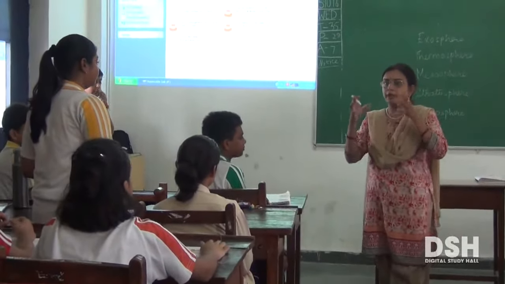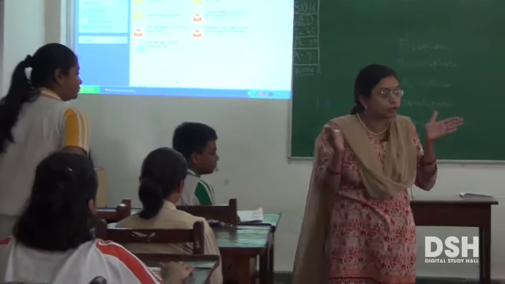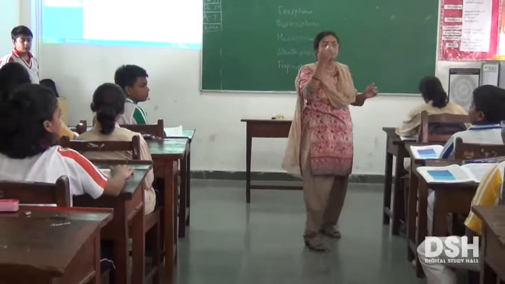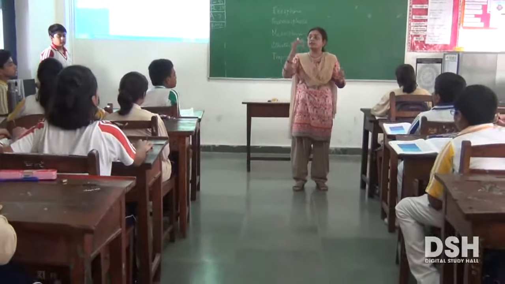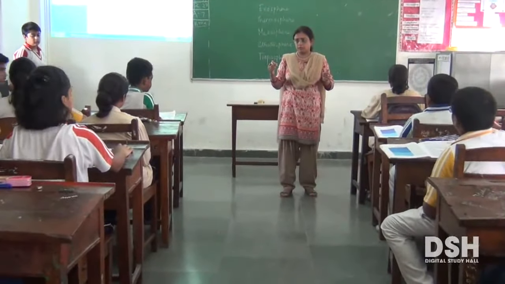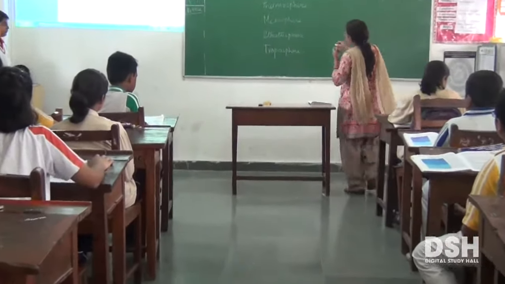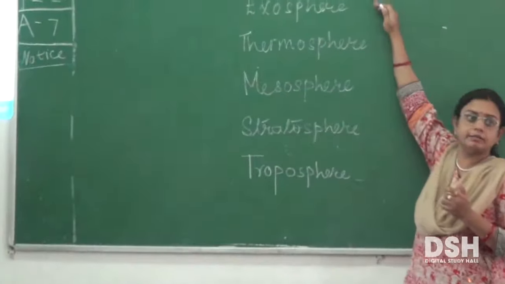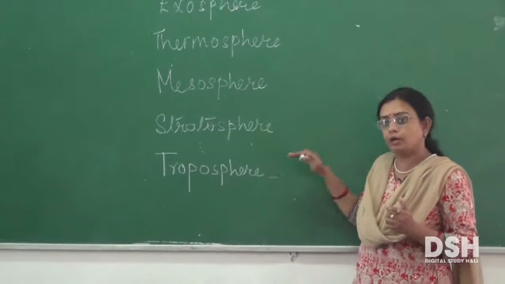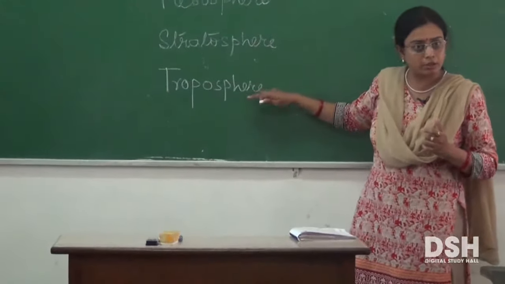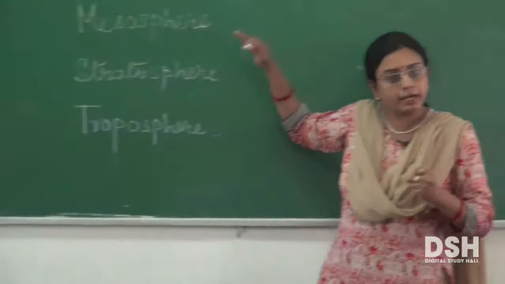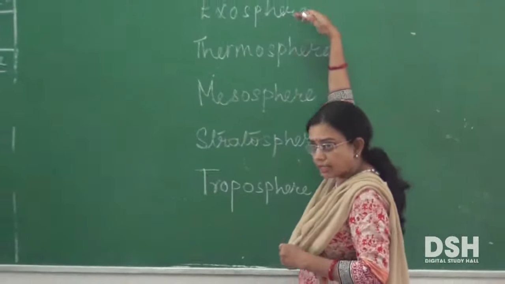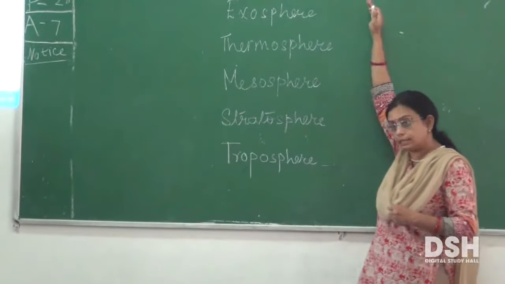If a substance has molecules which are closely packed, very close together, then it is known as a dense object, right? So the densest layer in the atmosphere is the troposphere, and the least dense layer is the exosphere. So now you understand: the layer at the lowest level is the densest, and the layer at the highest level is the least dense.